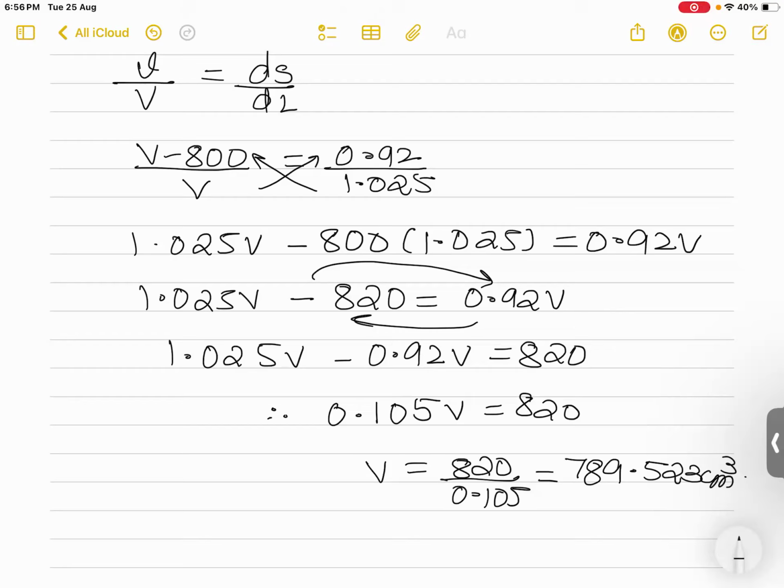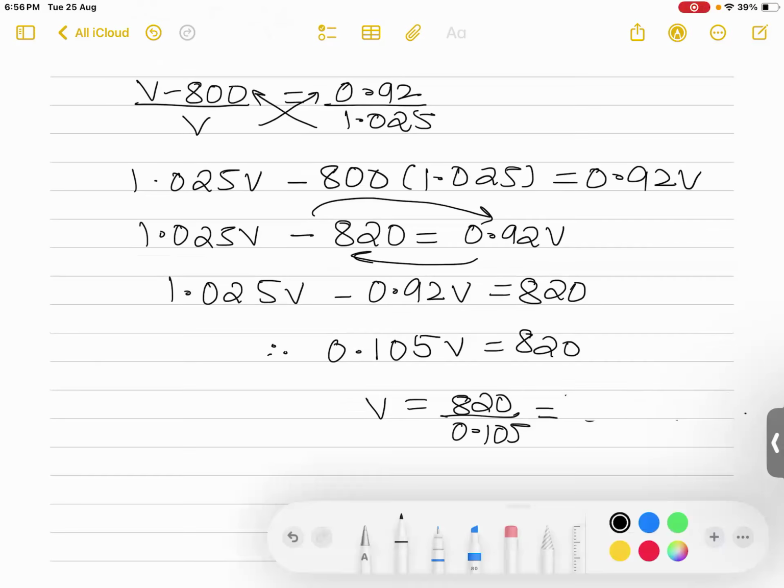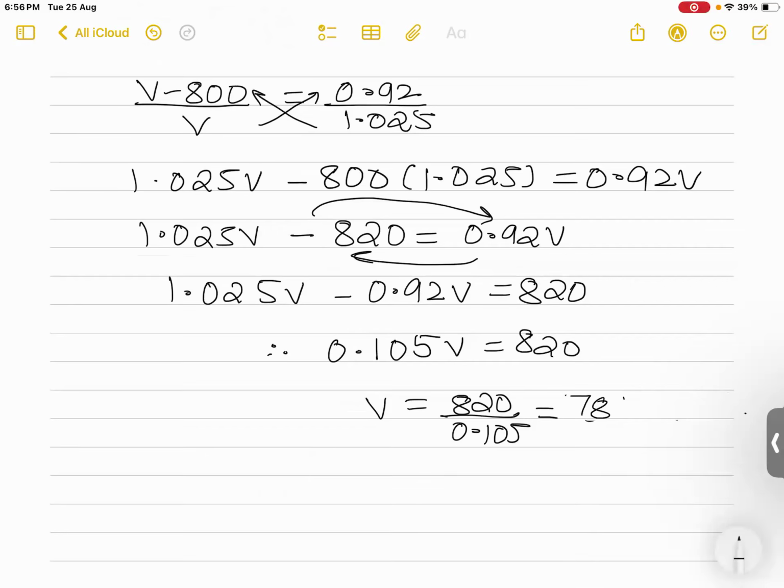7809. Yeah, that's what I said. Oh no, sorry, it is 7809. Okay, so it is 7809. Can you say again, Satvika? It is 7809.5 centimeter cube. ठीक है?